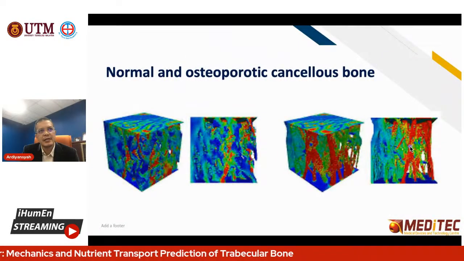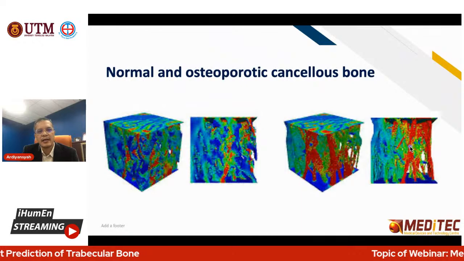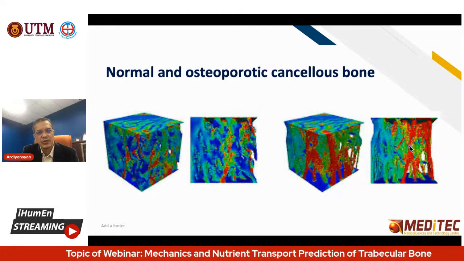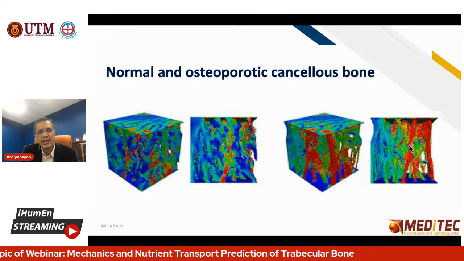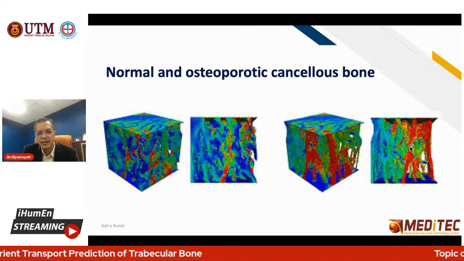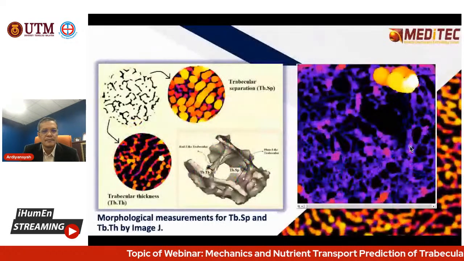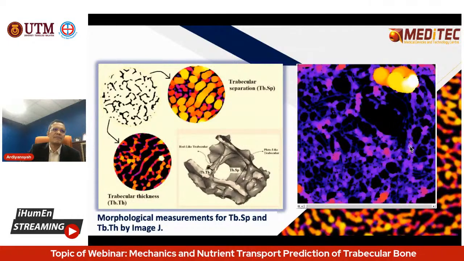Okay, we can check here. From the MicroCT, we can analyze, like Lim mentioned before. We can study, let's say, normal and osteoporotic cancellous bone. We can check the porosity, how many percent, or the surface area of the cancellous bone, how many percent. Then after that, we can identify whether the bone is healthy or not. Okay, this is one example.